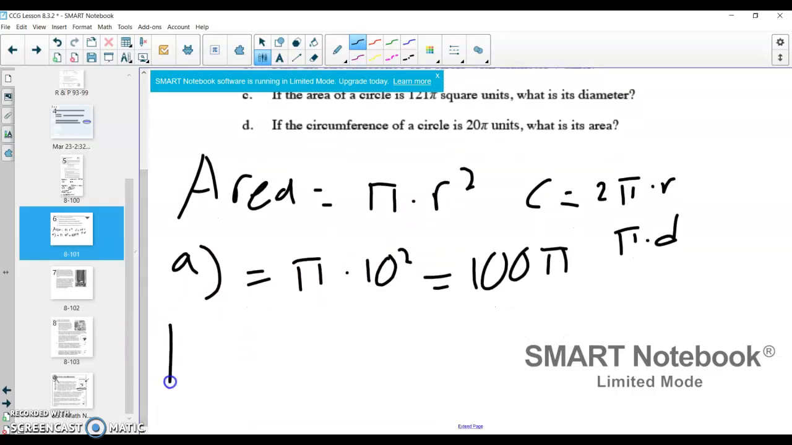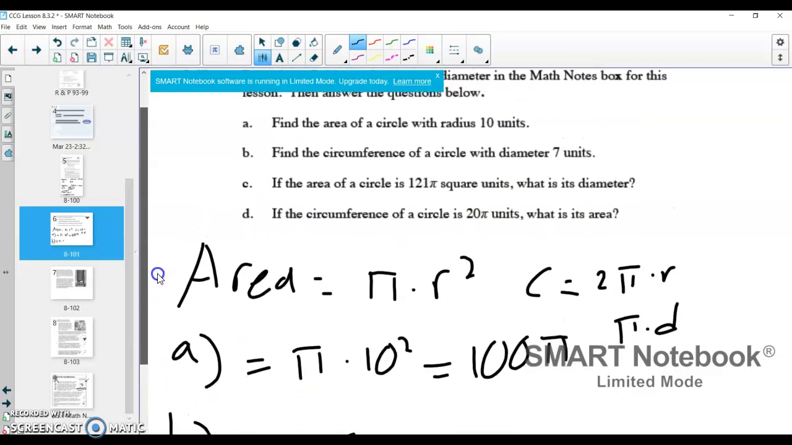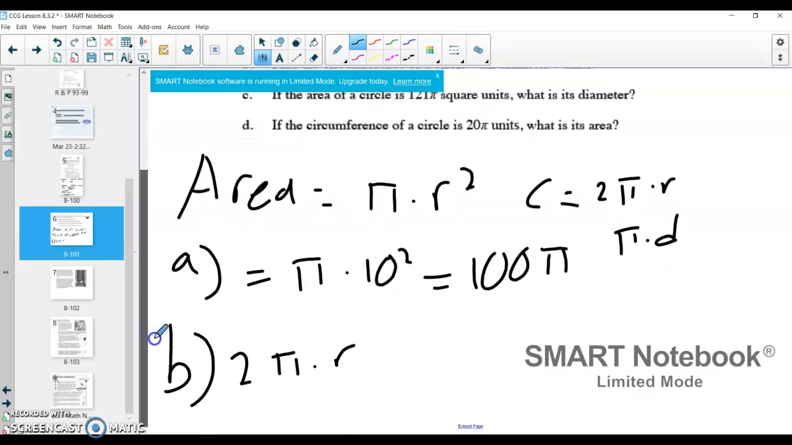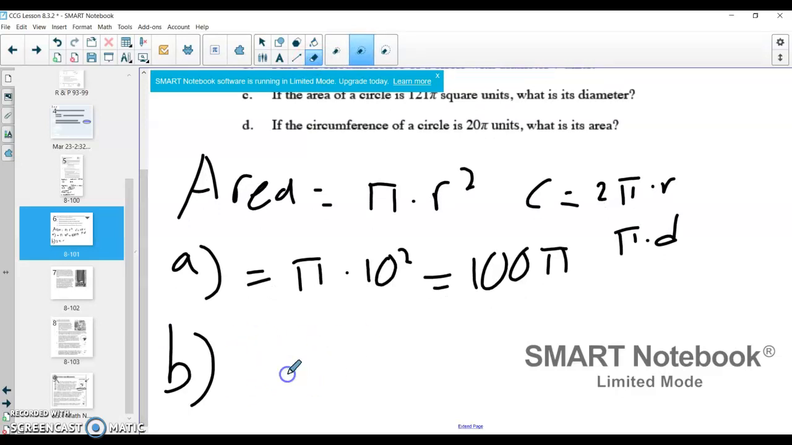But if we look at B, we're going to use that equation 2 pi r, or at least I am, and I'm going to say that, well, 2 pi r, let's plug in that we know our radius is 7. Sorry, our diameter is actually 7. So our radius would be 3.5. Our radius is half of that. But let's use the diameter equation if they're going to give us diameter. So instead of 2 pi r, let's use pi times the diameter.